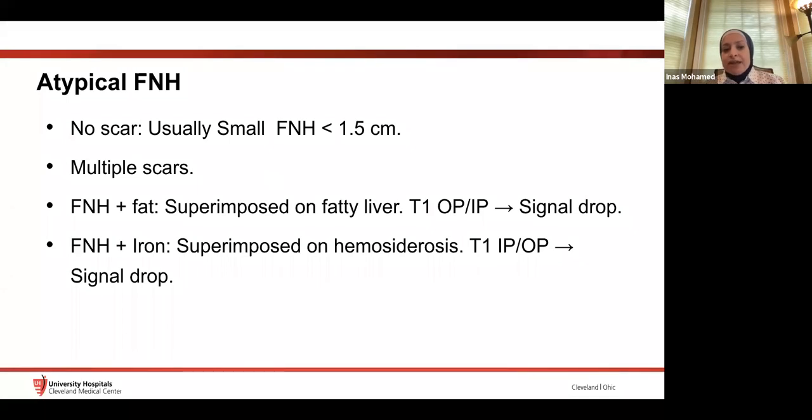And sometimes, if there is hemochromatosis, the focal nodular hyperplasia might drop the signal in the in phase, just like the rest of the liver. This is just something to keep in the back of your mind. It doesn't mean that the lesion is dropping the signal because something else is going on. No, if it's a focal nodular hyperplasia, it's just going to follow whatever is going on in the rest of the hepatic parenchyma, okay?